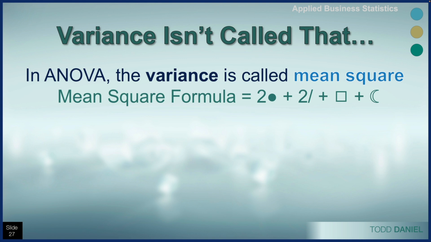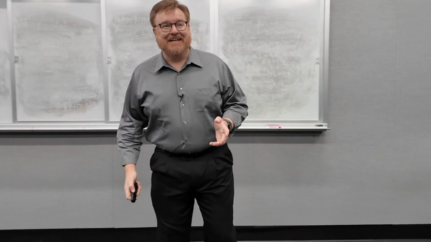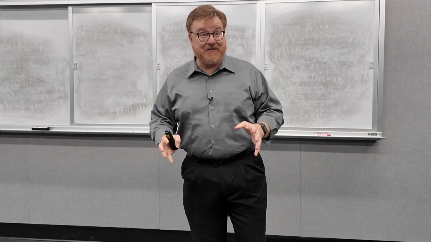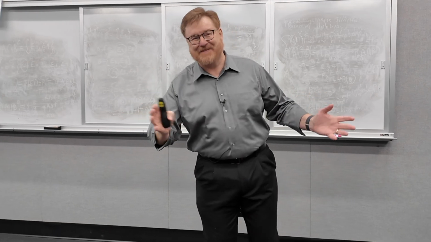And the formula for a mean square is 2 dot plus 2 slash plus square plus crescent. That's a mean square. See, that's a stats joke. It's even better than a dad joke because not only is it funny, it's also nerdy. So that's what makes it cool.